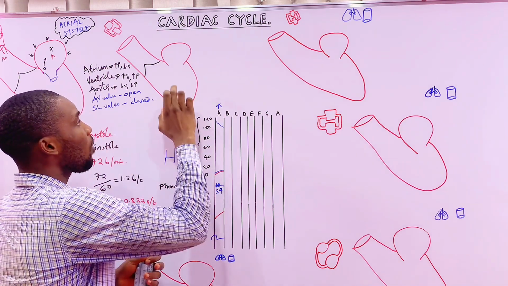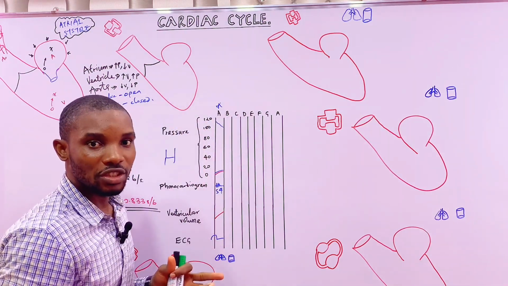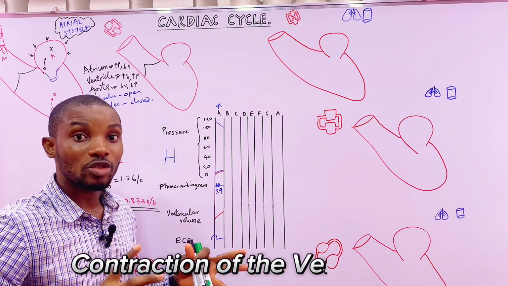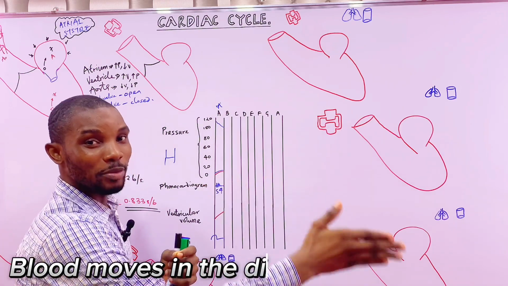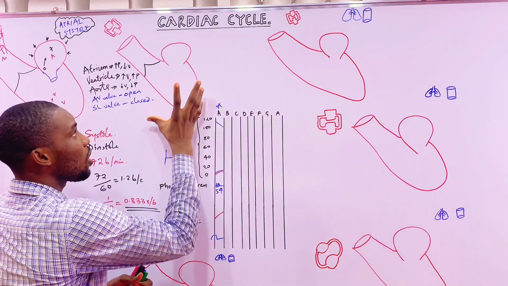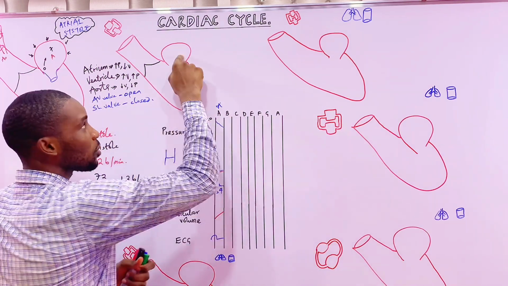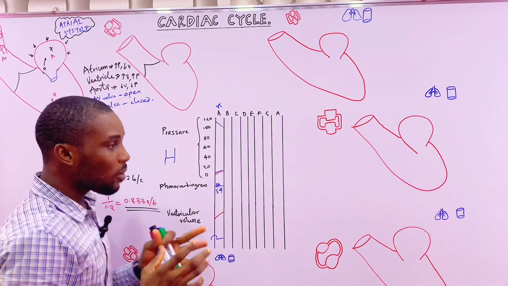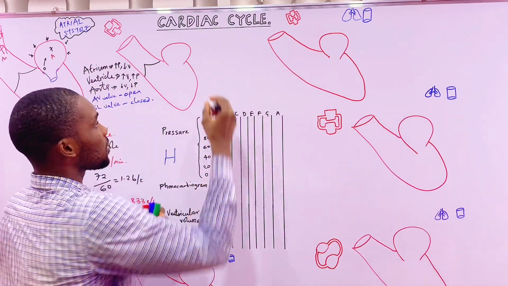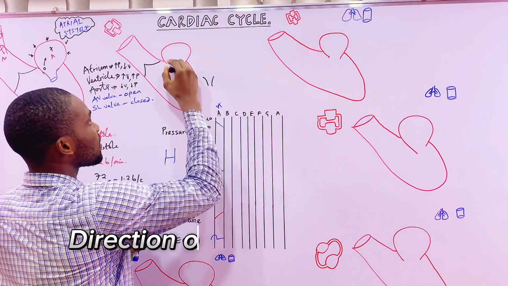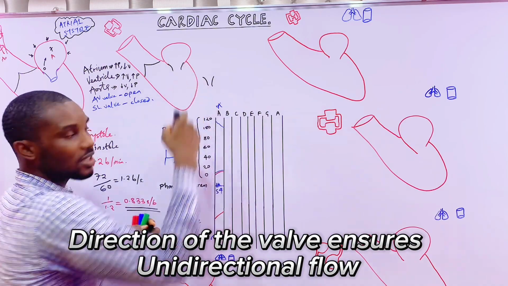Now, what happens in this phase is that there's what? Contraction of the ventricles. And remember, the blood moves in the direction of what? The pressure, all right? So the pressure of the contracting ventricle wants to push blood back into the atrium, right? But remember what I told you about the valves. So look at how the valve is pointed. All right, the valve is meant to point downwards, in this direction.